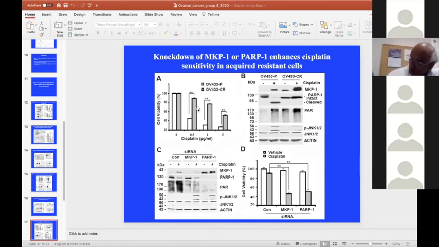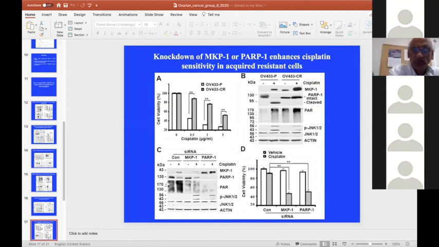So here we have these OE433 cells, parental and resistant. I already showed you that resistant cells have a high level of MKP1, and we also see a high level of PARP1. We also found that when we treat with cisplatin, we can activate JNK, but activation of JNK in resistant lines is much less than in parental cells. Then we took the resistant line and knocked down MKP1 or PARP1.